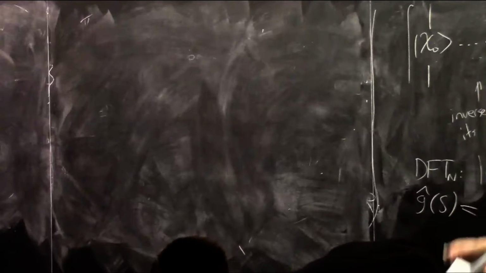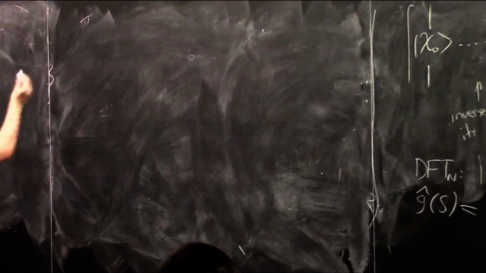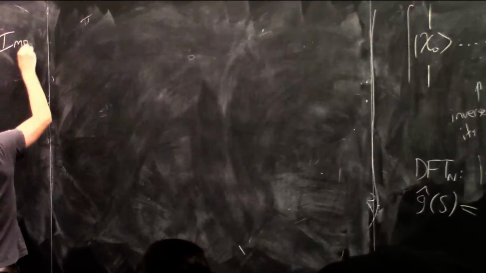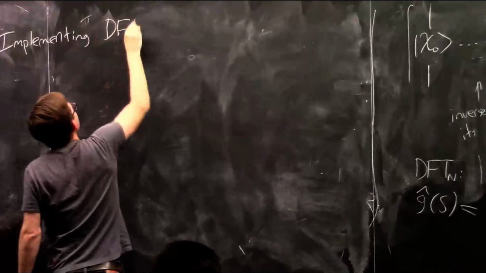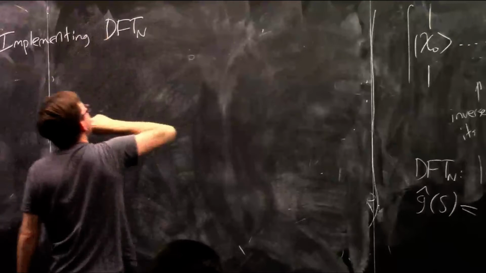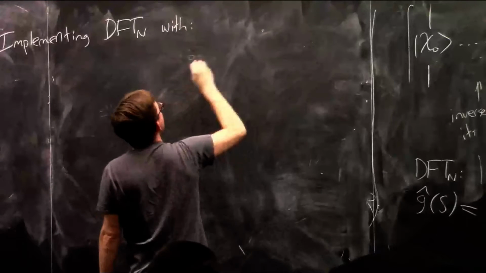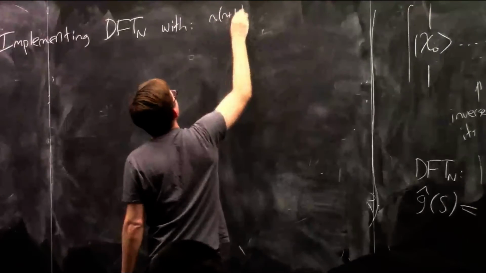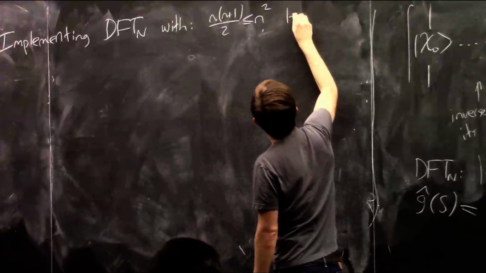And now I've got to tell you that the quantum computer can efficiently do this transformation. So that's the last 25 minutes of this class. We'll be drawing some quantum circuit diagrams. It's a little bit fun, it's a little bit annoying, we can call it both of those things. This is what we're going to do. We're going to implement this matrix. It's a capital N by N matrix. And we're going to use n times n plus 1 over 2, which is less than n squared, 1 and 2 qubit quantum gates.